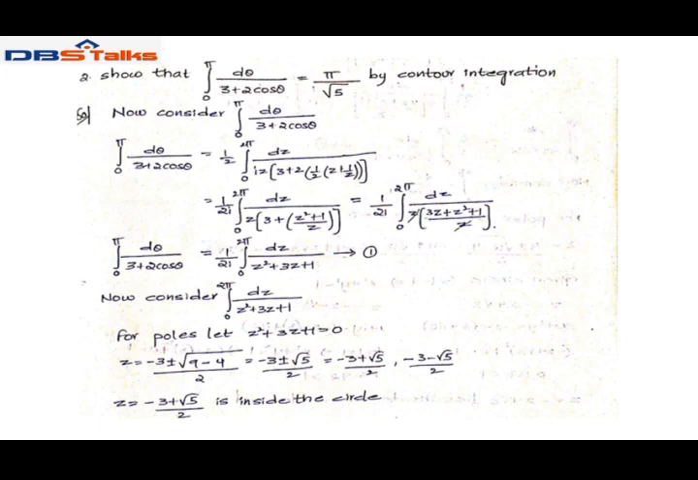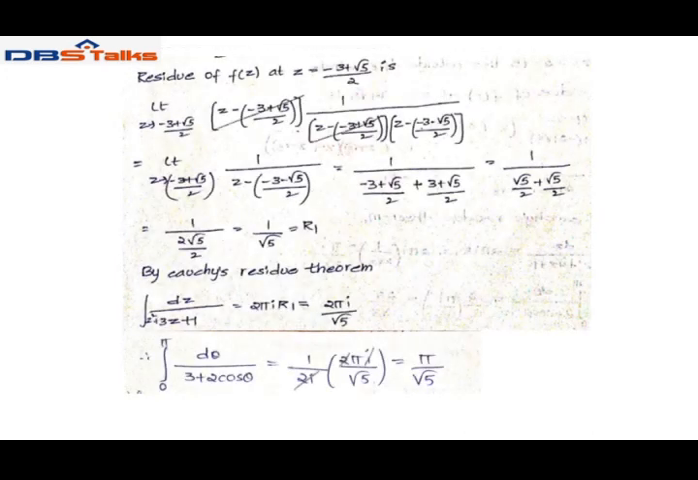And also in this problem the circle equation is not given. Now assume that the circle equation is mod z equal to 1, that means x square plus y square equal to 1. So of these poles, the first pole, minus 3 plus root 5 by 2, is less than 1, that is inside the circle. Next, to find the residue of f of z at the inside pole. The residue at the pole a equal to minus 3 plus root 5 by 2 is limit z tends to a, z minus a into f of z. So this is the formula of residue of f of z.